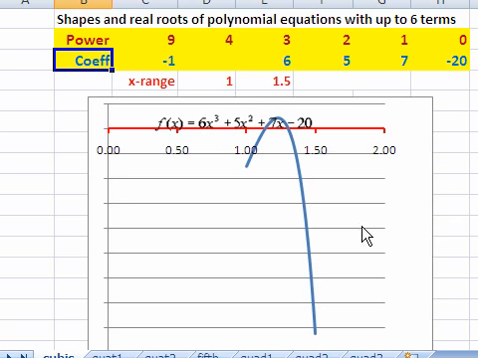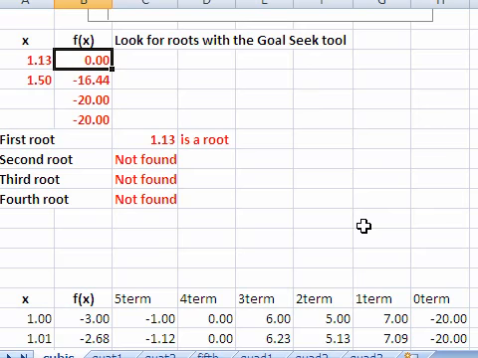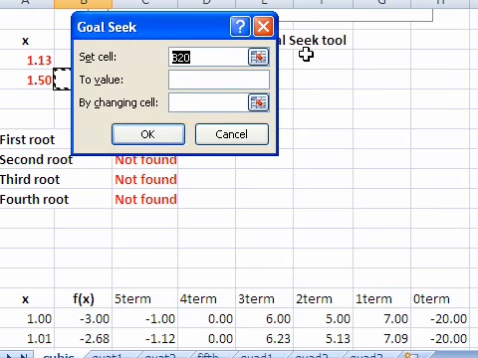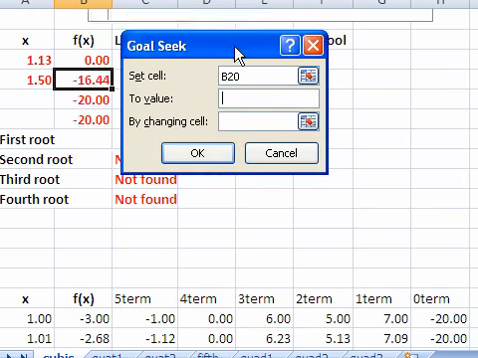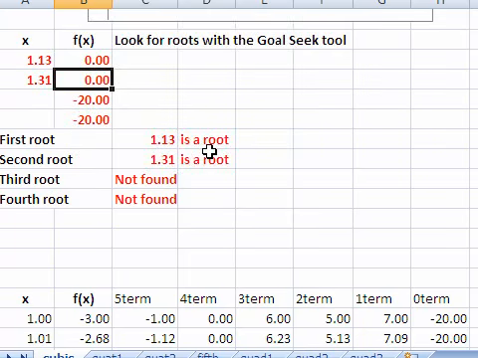So now let's guess 1.5 to get the other root. Goal seek. Set f of x to 0 by changing cell, this guy here. And there's the other root. The other root is 1.31.